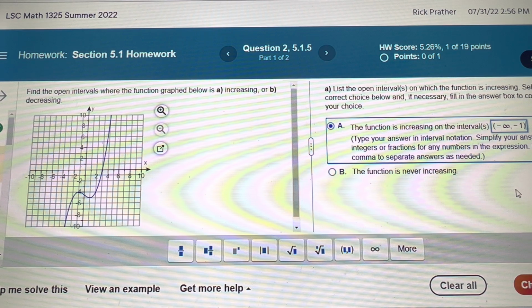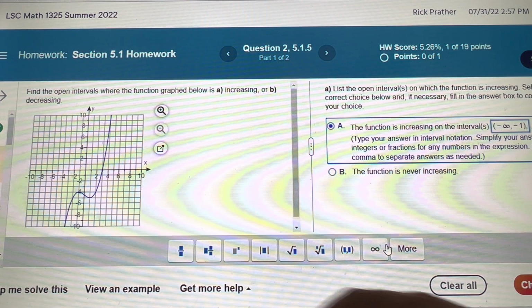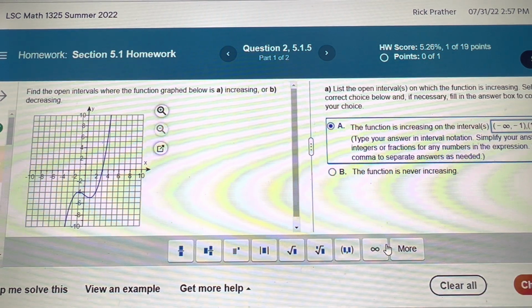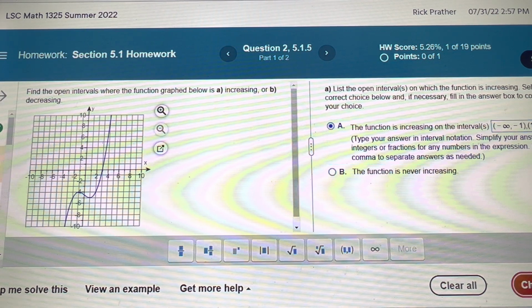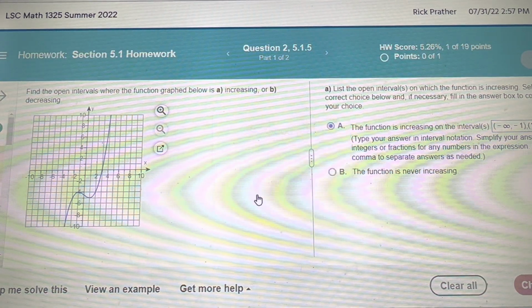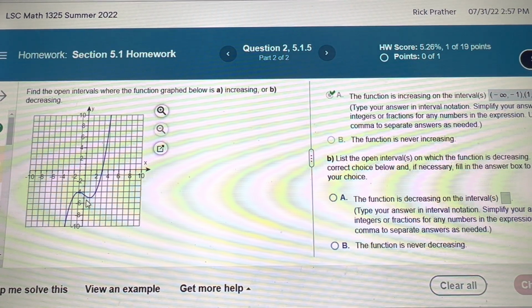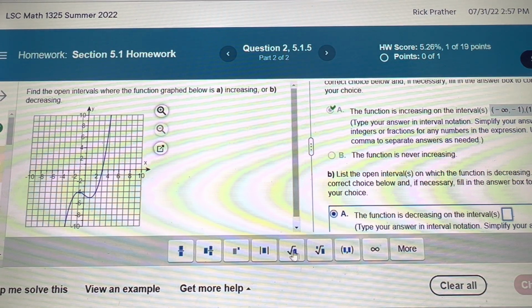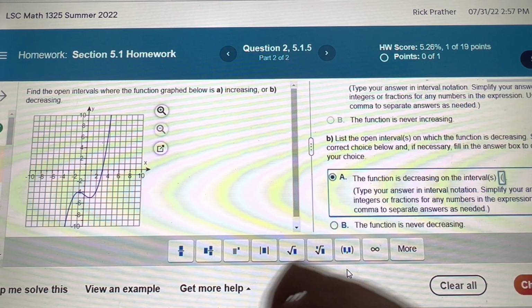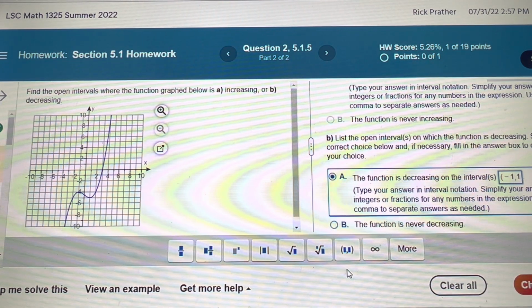So then when you get more than one answer, it says use a comma to separate it. Sometimes they have a union symbol in the toolbars, but here they want you to just put a comma. Then from 1 to infinity, it's increasing a second time. And it's only decreasing from -1 to +1. So it's not that you always have to have an infinity in one of these answers. -1 to 1.